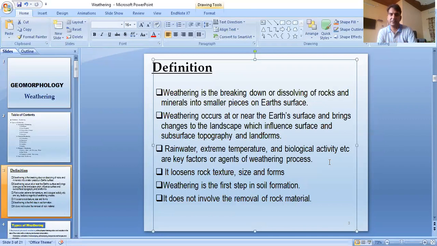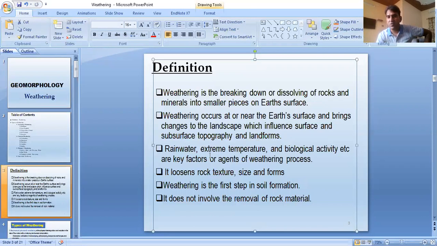Whether it's change that is inside or outside. Weathering is the breaking down of rocks when the rocks are being converted into more and more smaller pieces. Weathering occurs near the surface of the Earth and brings changes to the landscape, which influence surface and subsurface topography and landforms. When the rocks are broken down, definitely the shape of the Earth is changed. So weathering has an impact on the landscape or the topography of Earth's surface.